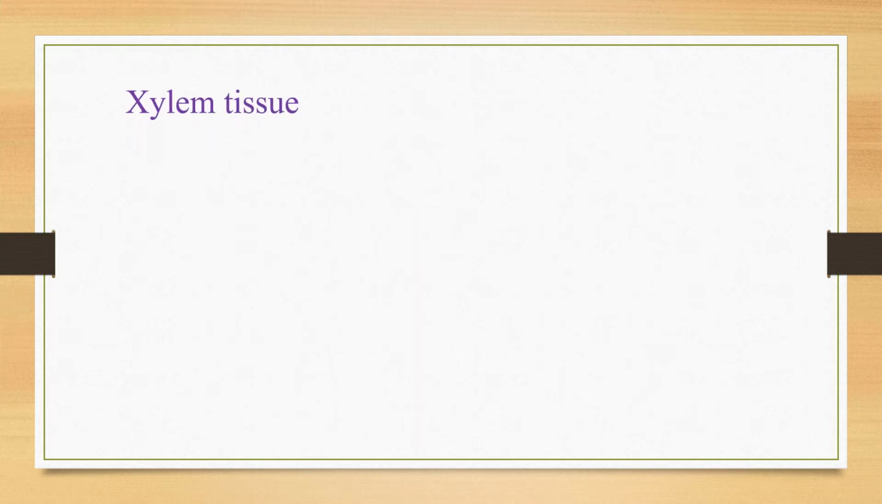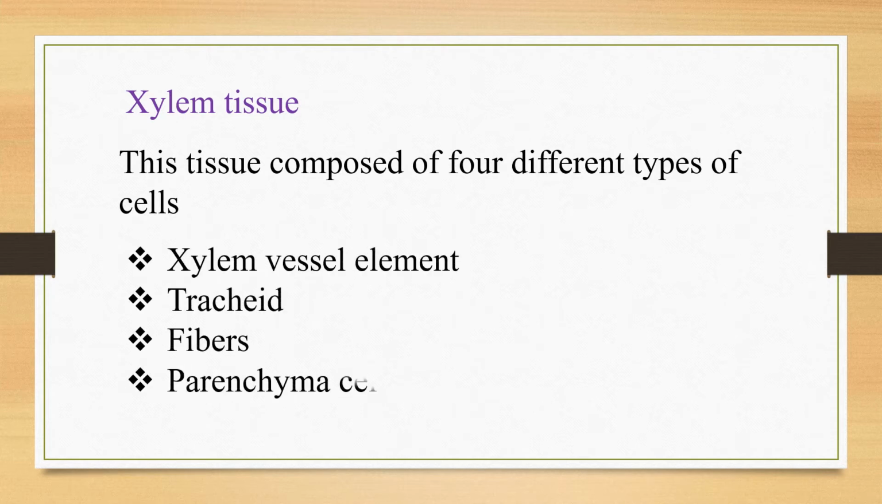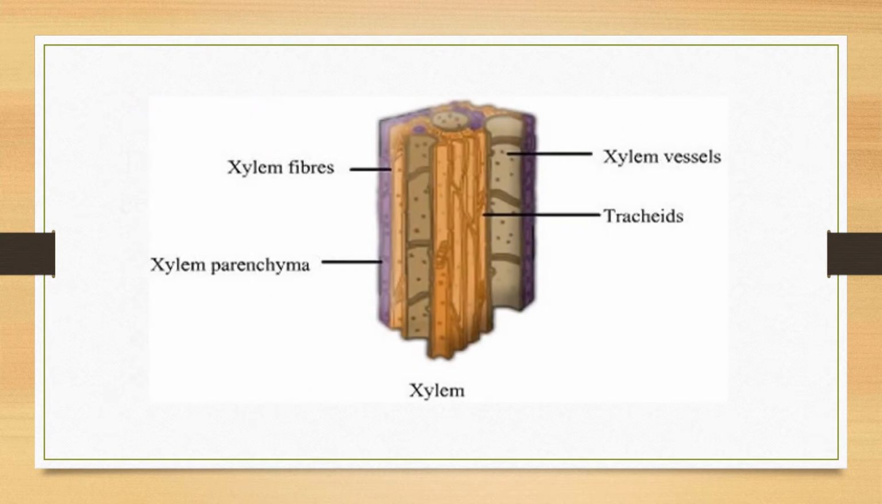Next complex permanent tissue type is xylem tissue. This tissue is composed of four different types of cells: xylem vessel element, tracheids, fibers and parenchyma cells. In this picture, you can observe the four types of cells of the xylem tissue: xylem fibers, xylem vessels, tracheids and xylem parenchyma. From here, we are going to discuss about those four cells one by one.